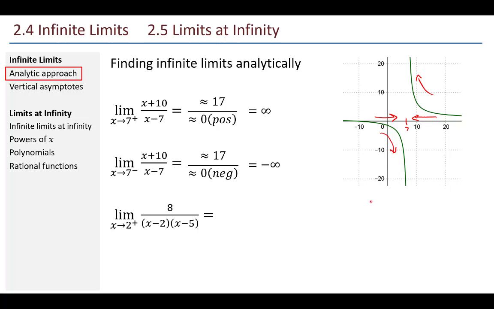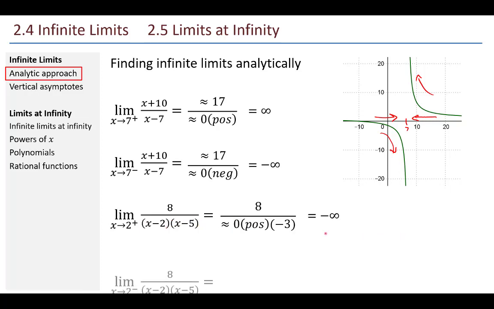How about an example like this? What's going on here? Well, the numerator stays 8, so that's good. In the denominator, x minus 2. So x is approaching 2 from the right. So that's approximately 0, but just a little bit positive. And what about x minus 5? Oh, look at that. 2 minus 5 is negative 3. So it's approximately negative 3. So now I have positive over negative. So that'll go to negative infinity.